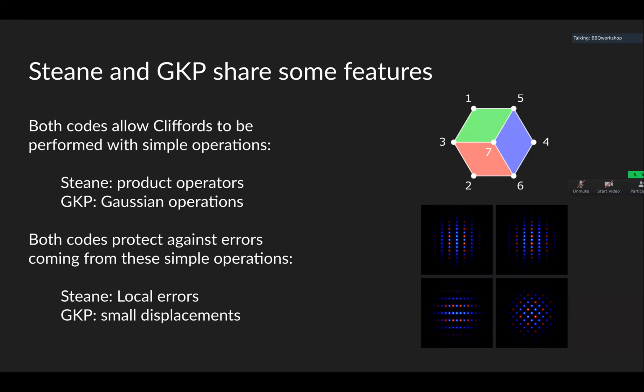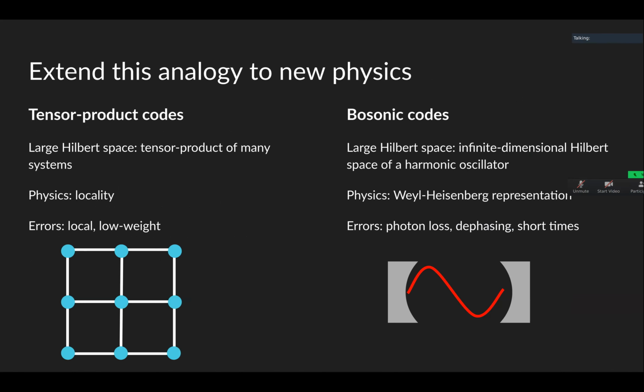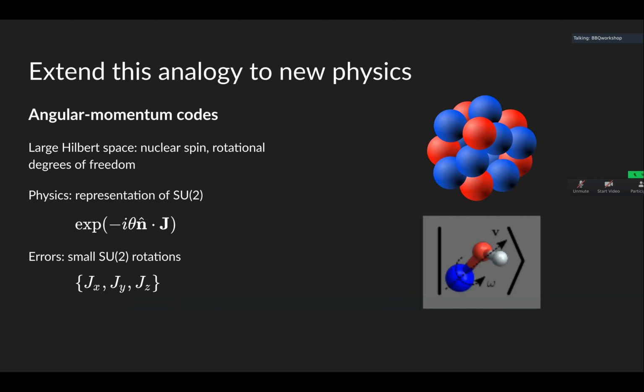Okay, so these codes are somehow analogous to one another, not only in their error correction properties, but also in their easy logical operation properties. And now what I'm interested in doing is trying to take this analogy we've made between tensor-product codes and bosonic codes and extend that to new physics. And the new physics is the physics of angular momentum.